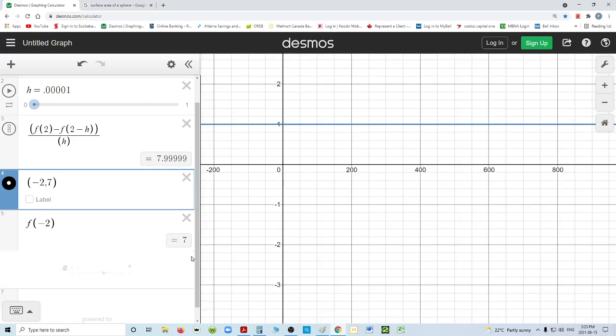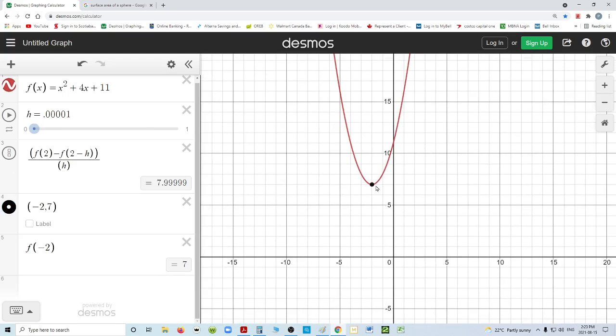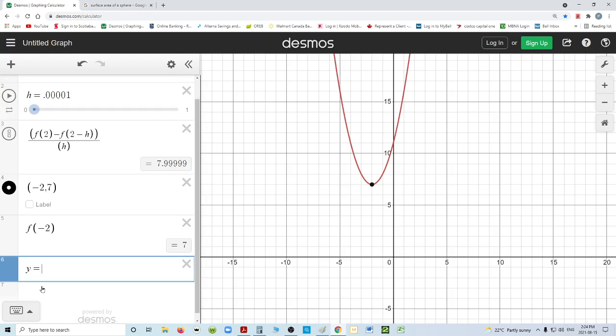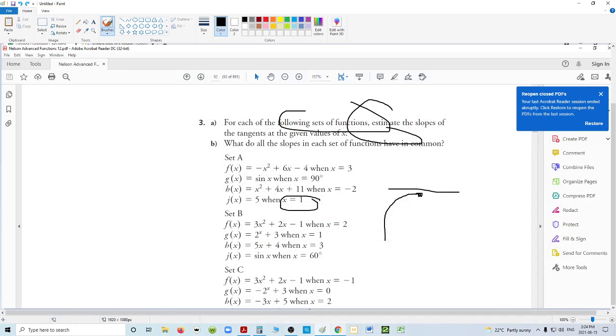We'll get rid of this, and we'll see where this line is. There it is. And look at that, they've given us the vertex again, which means the tangent is going to be right here, and the slope of the horizontal line is 0. So they're just goofing around and making you figure it out.